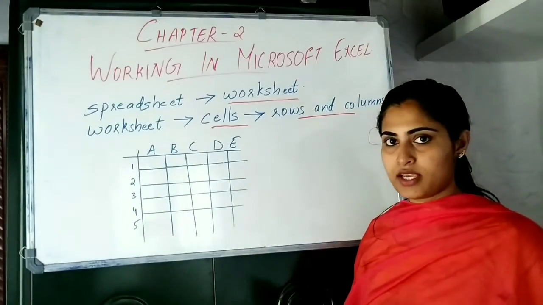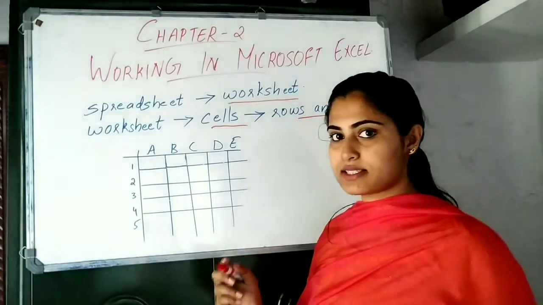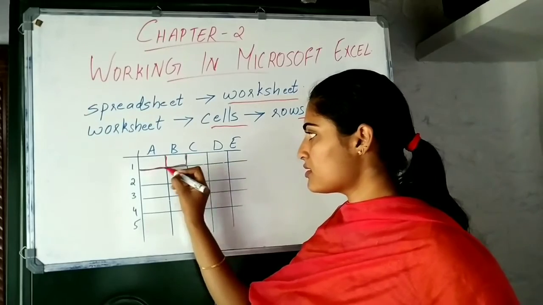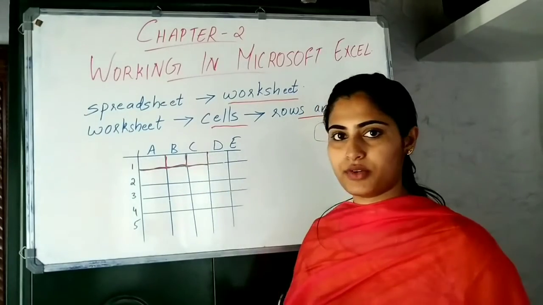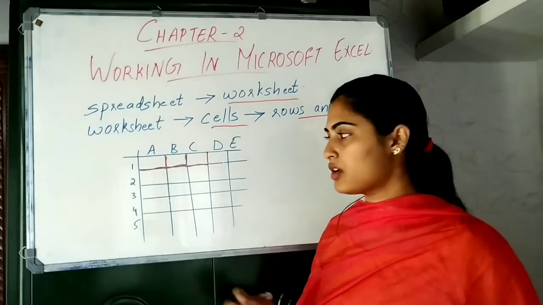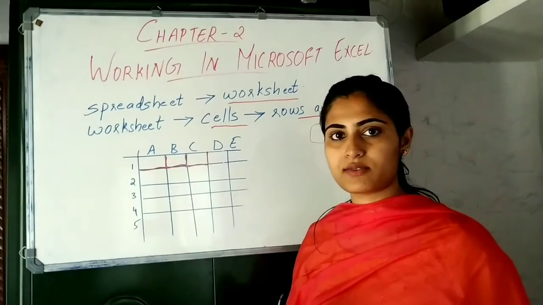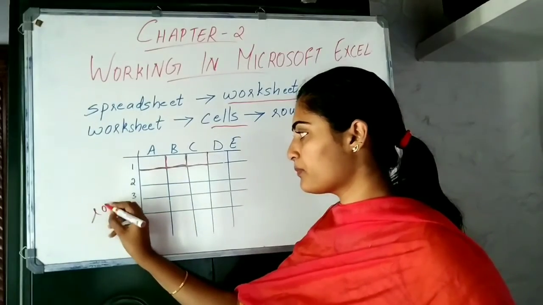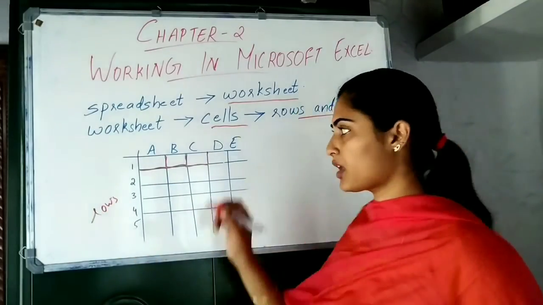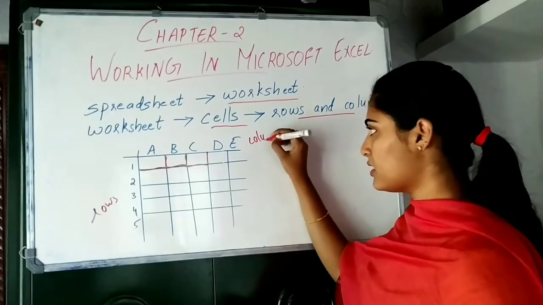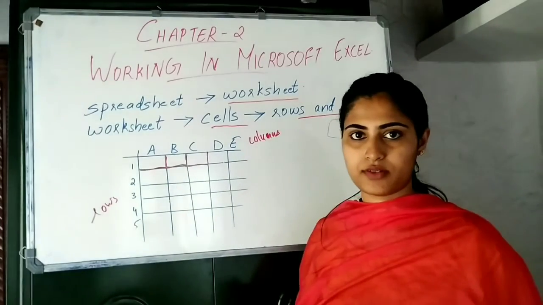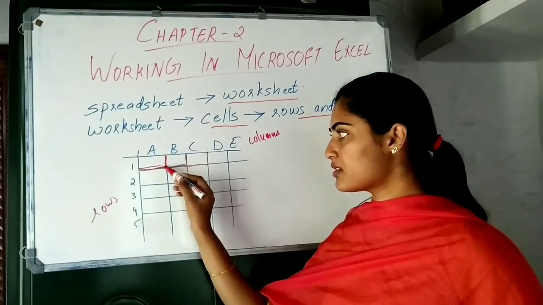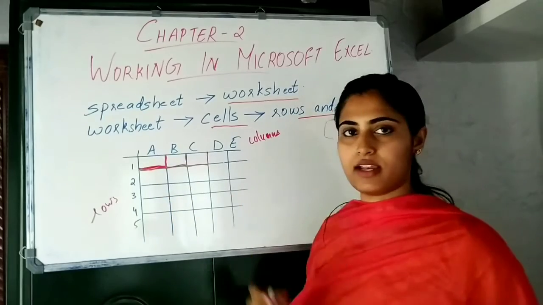What do you mean by a cell? See, this is a cell, this is a cell, this is a cell. And which are the rows inside this worksheet? 1, 2, 3, 4, 5, 6. These are the rows. And A, B, C, D. These are the columns. So, my first cell is this.